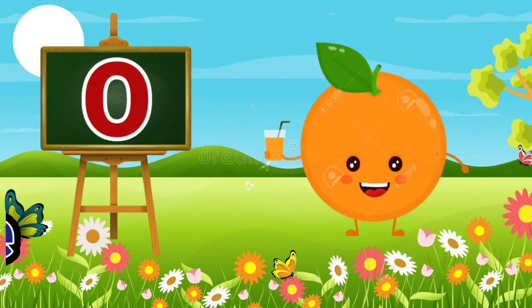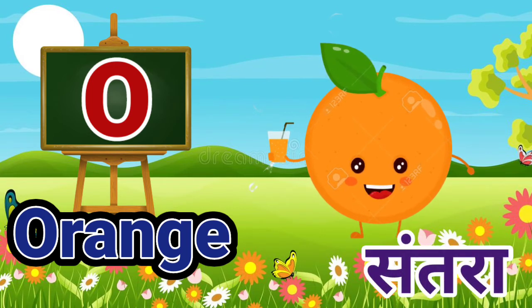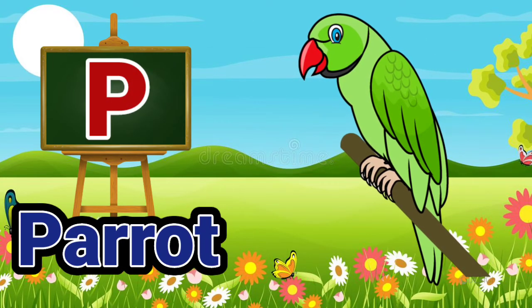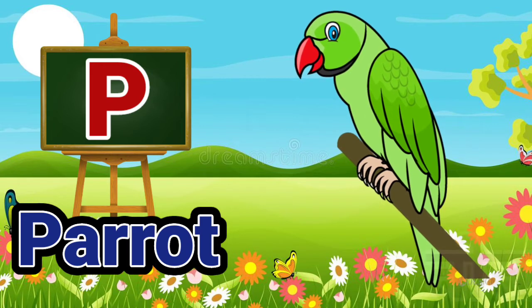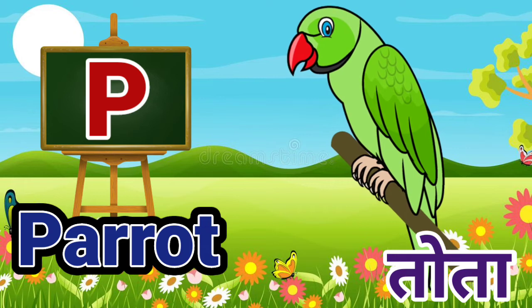O for orange. Orange means santra. P for parrot. Parrot means tota.